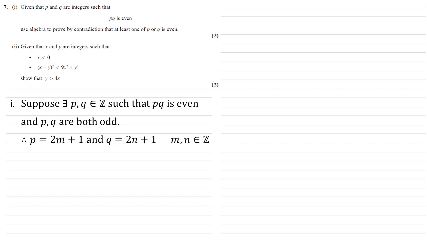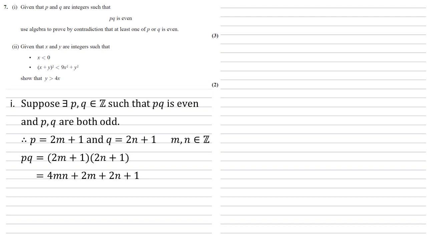If this is the case, then p is going to equal 2m + 1 and q would equal 2n + 1, where m and n are integers. So this is just our way of writing odd numbers. Now if we multiply them together to get pq, we've got (2m + 1)(2n + 1), which would give us 4mn + 2m + 2n + 1.